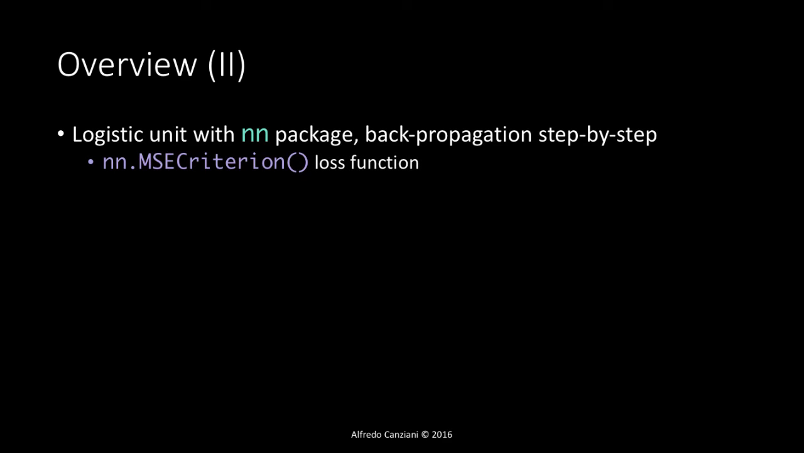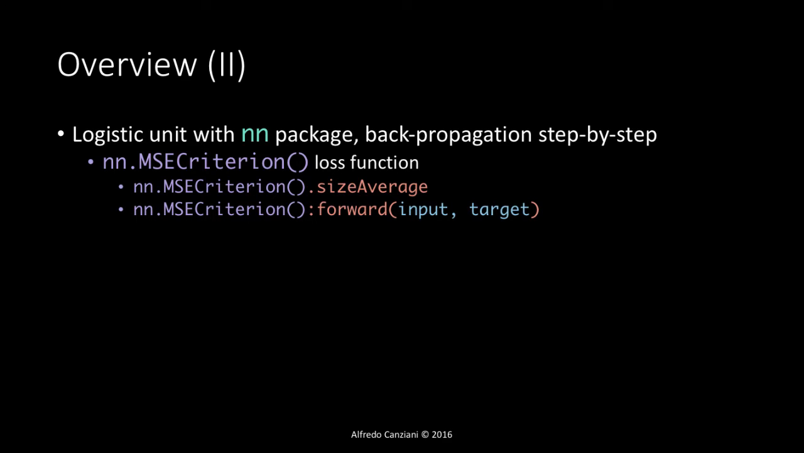We will start by defining a loss function with the nn.MSECriterion, mean square error. Then we'll see the attribute sizeAverage of the criterion and how to change its value. Moreover, we see that the forward method for a criterion now expects an input and a target, whereas for the module it just expects a single input.